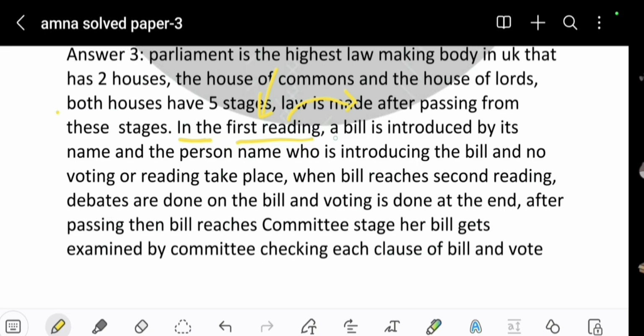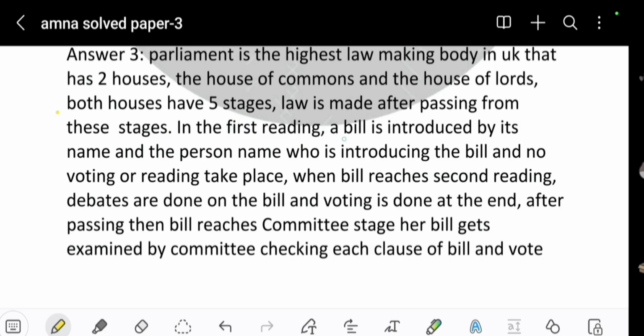So basically in the first reading, a bill is introduced by the name of the bill. Like if it's a tax bill, it should be named a tax bill. If it's any other kind of bill, it should be named as well. The name of the person who is representing this bill is also added, and that bill with its name is introduced in the parliament. When that bill is introduced, no voting or reading will take place. So all this detail is about first reading.